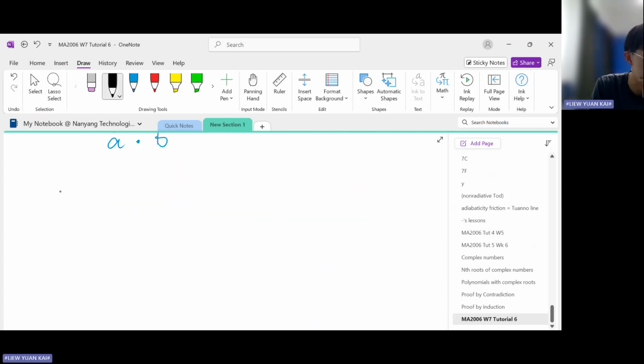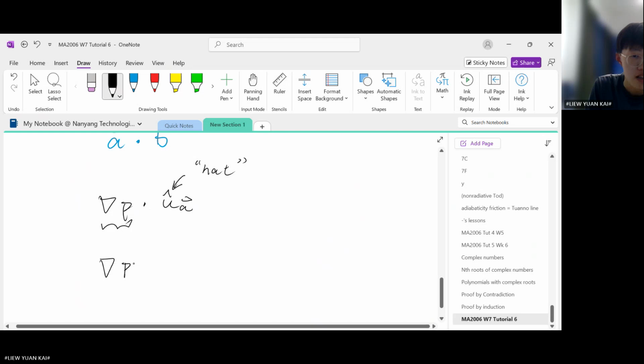So we want to find the rate of change of P in the direction of A. We need to find nabla P dot the unit vector A. This is a hat sign. This hat refers to unit vectors, so vectors of magnitude 1. Okay, so let's first find nabla P. So nabla P, replace nabla with its definition, namely partial x, partial y, partial z.